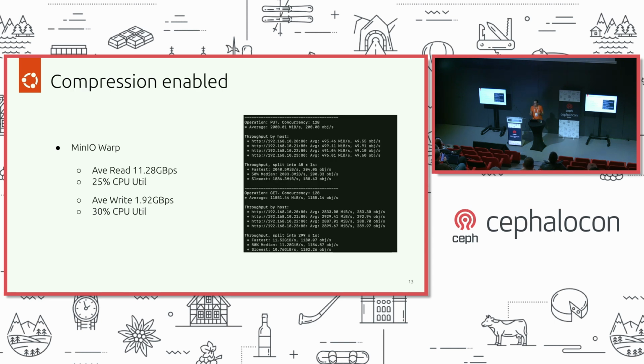Then we start looking at turning on compression. So this is compression with none of the optimizations enabled, so no QAT. And you can see we basically lost half of our read throughput and just over half of our write throughput. And of course, the CPU utilization has climbed there.